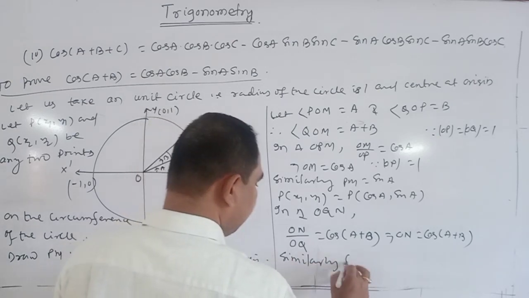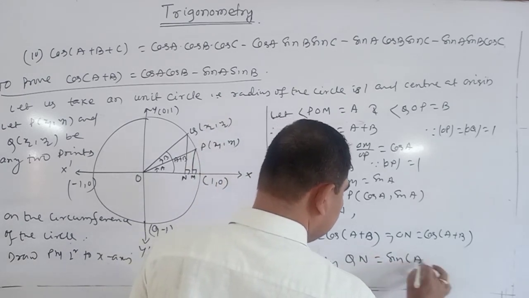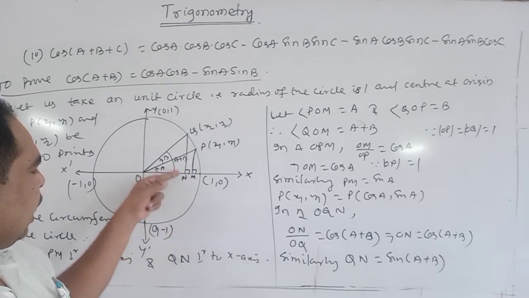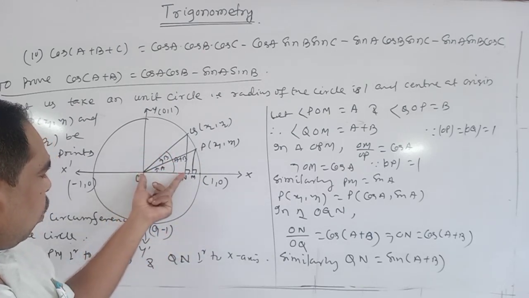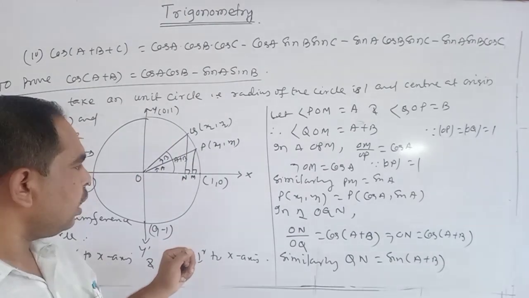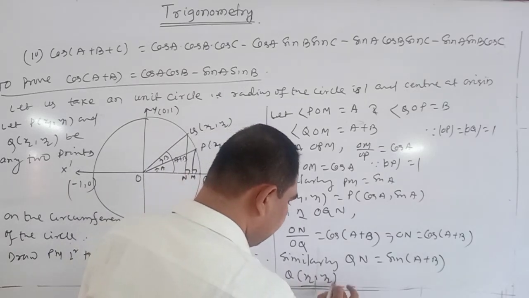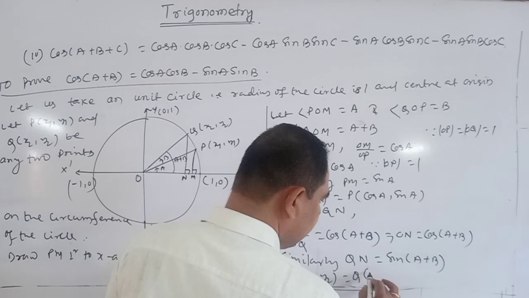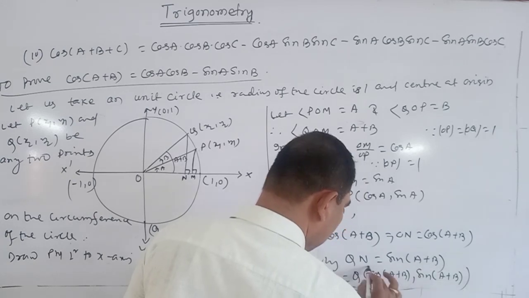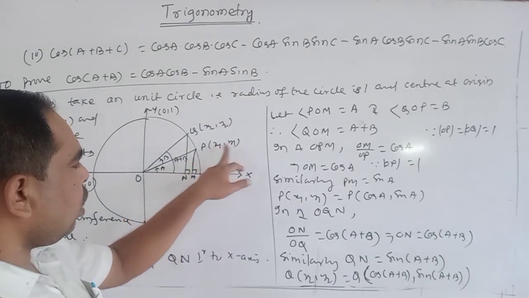Similarly, QN is equal to sin(A plus B). ON by OQ is equal to cos(A plus B) and QN by OQ is equal to sin(A plus B), since this angle is A plus B. So the coordinate of Q, that is Q(x2, y2), is Q(cos(A plus B), sin(A plus B)). The coordinate of P is (cos A, sin A).